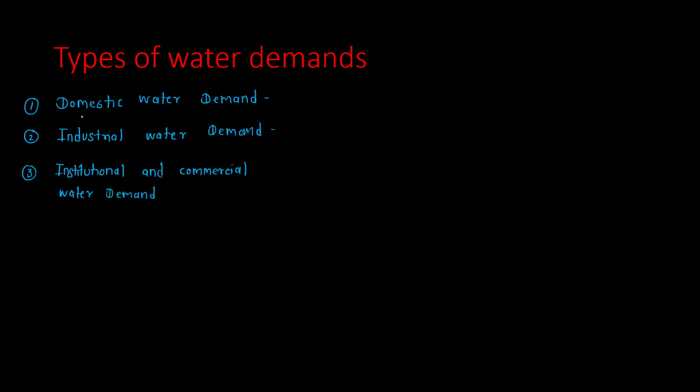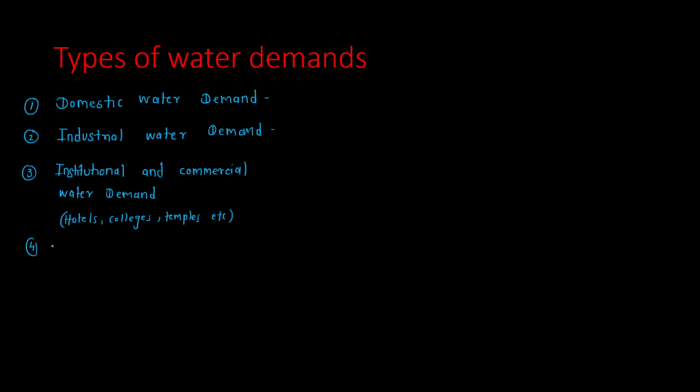So the name itself suggests the type of the demand, or you can say the characteristics of that. In this institutional and commercial category, all the hospitals, colleges, churches, hotels, railway stations, bus stations come. You can even write it here if you want: hotels, colleges, temples, etc. So these all come under the category of institutional and commercial.